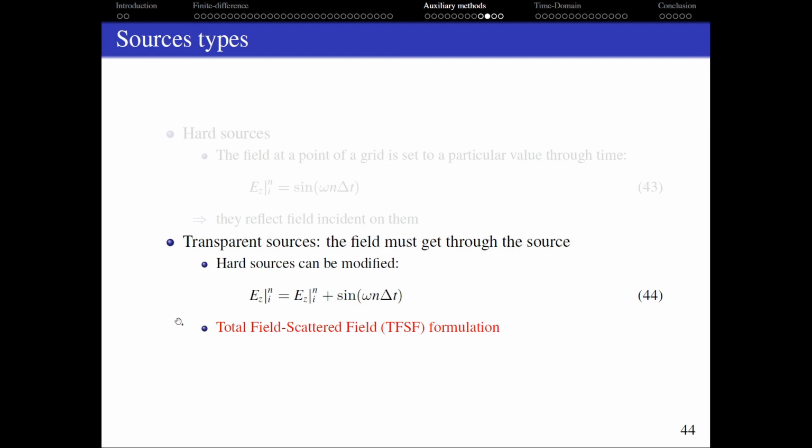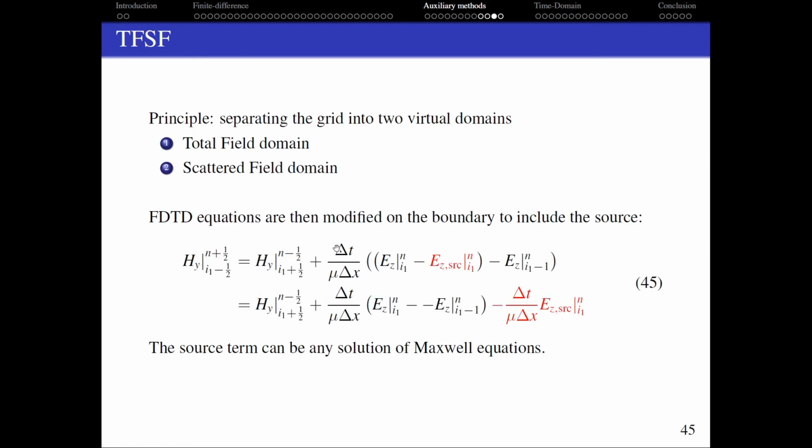What you're going to find basically everywhere is the total field scattered field formulation. That is very useful. That is also a transparent source, and we are going to look at this. So the TFSF formulation basically splits the grid into two grids. One grid is going to contain the total field, and the other grid is going to contain the scattered field. So here is basically how it works. We take the FDTD equations, and in them we add new terms that are going to correspond to the source.